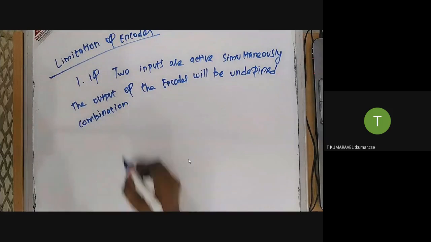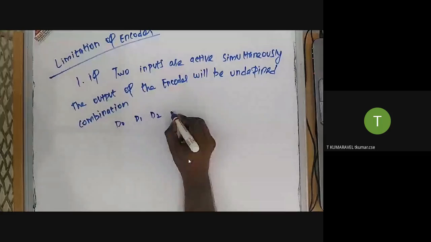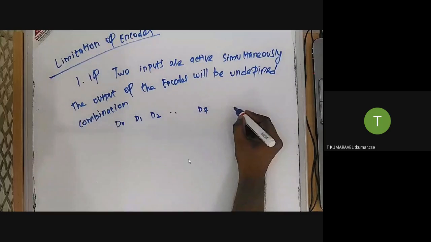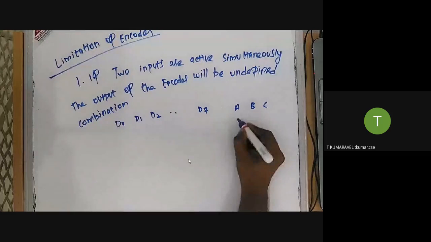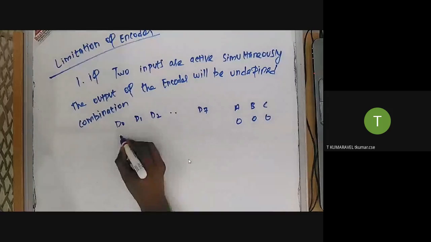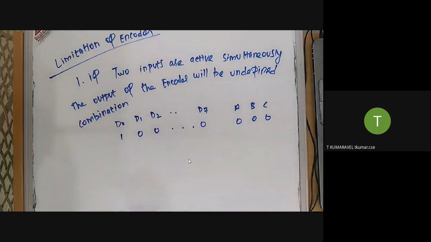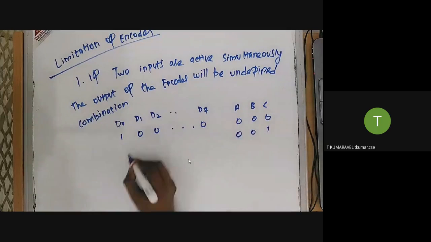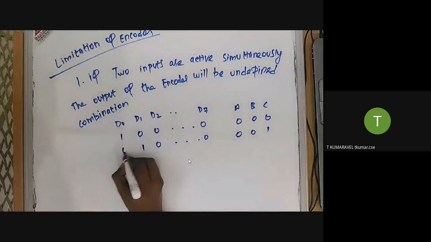What is the meaning? For example, we have already seen the truth table of the 8 by 3 encoder. There are 8 inputs, D0 up to D7. For example, to generate output value 0, D0 alone is 1 and the rest of the bits are 0. Similarly, to generate output equal to 1, D1 bit alone is 1 and the rest of the bits are 0.